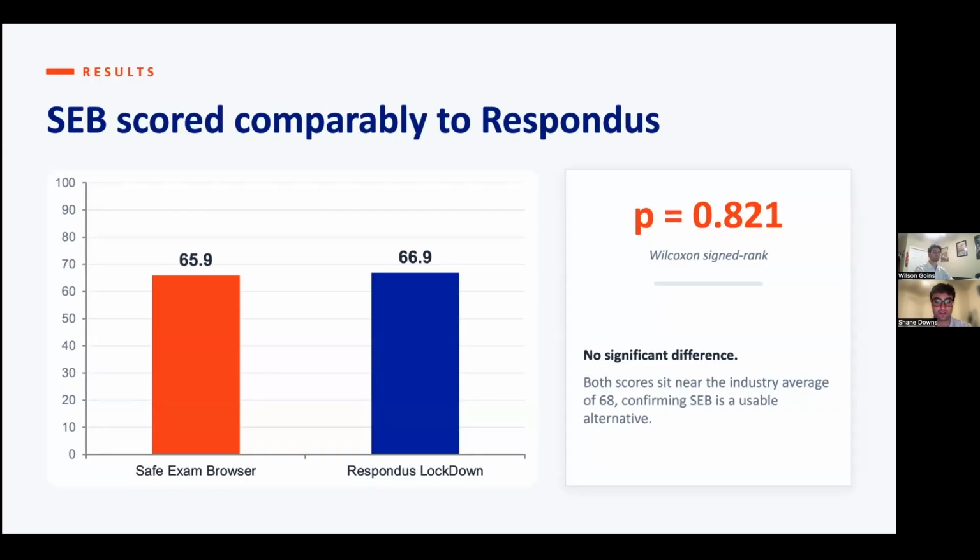So for the results of this study, we found that the composite system usability scale score for Respondus and Safe Exam Browser was not statistically different. You can see here that these are the mean composite scores that students ranked for each proctoring software. And we did a Wilcoxon-signed rank test to test the variation of these results, but we found that there's no significant difference in how students perceive these two.